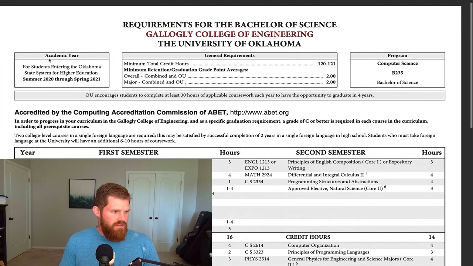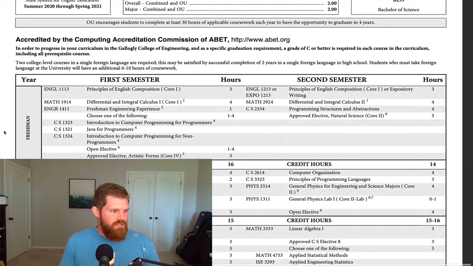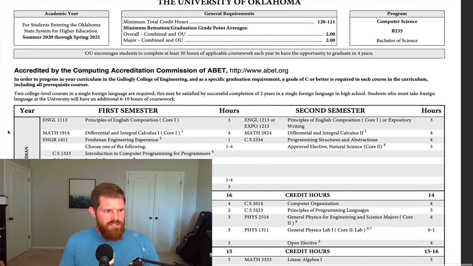I have here the degree plan for the Bachelor of Computer Science for the University of Oklahoma. This is the current curriculum, and this is a little different than the course that I went through, but a lot of it is the same, and they've actually moved some classes from electives into required courses, which I like a lot because they were very important.